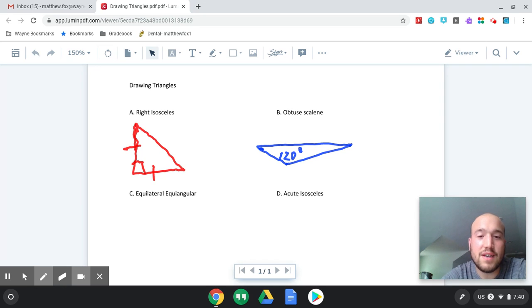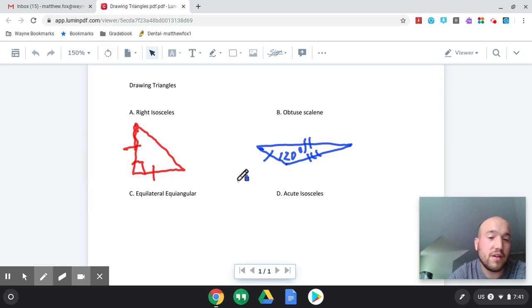The same with scalene. We could leave it as is, or we can put some markings. If I put one mark here, two marks on that side, and three marks on that side, none of them are the same, so we know they're not congruent with one another.